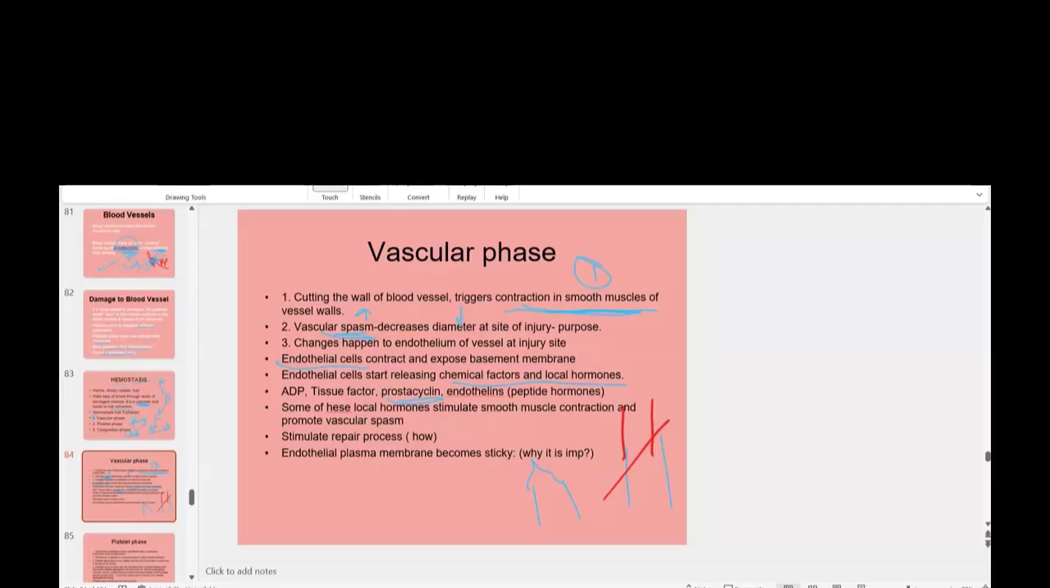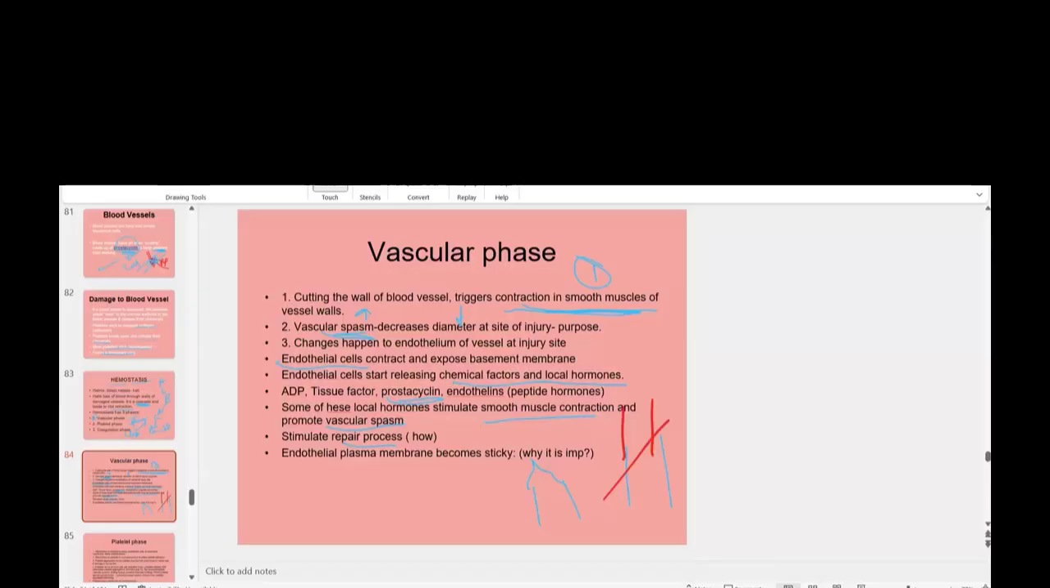Some of these local hormones will stimulate smooth muscle contraction, and they will cause the vascular spasm, and they will stimulate the repair process. How will the repair process happen? By division of more endothelial cells, and by differentiation of more endothelial cells. So a tissue has been cut. There is loss of these cells.